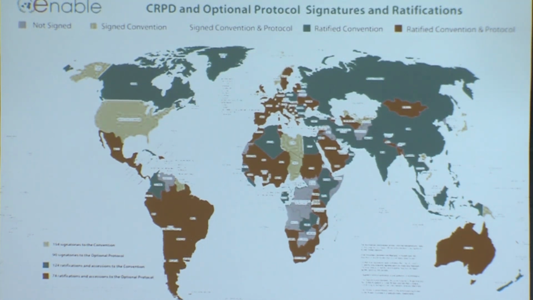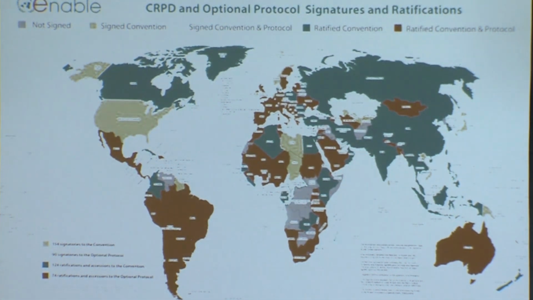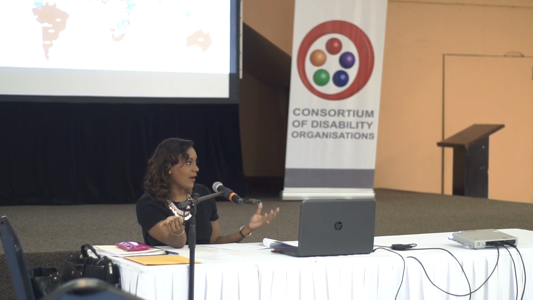So as of this particular point in time, we have 160 states who have signed the CRPD. 174 have signed it and ratified it. 92 have signed both the CRPD and the optional protocol. So disability is an issue that most people identify with.